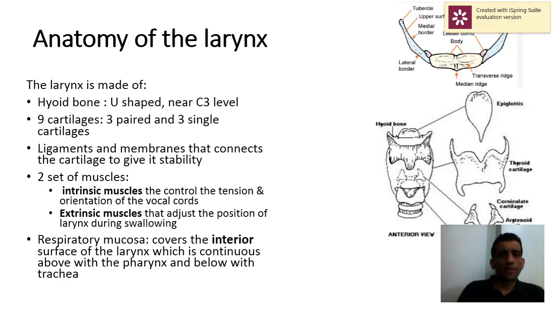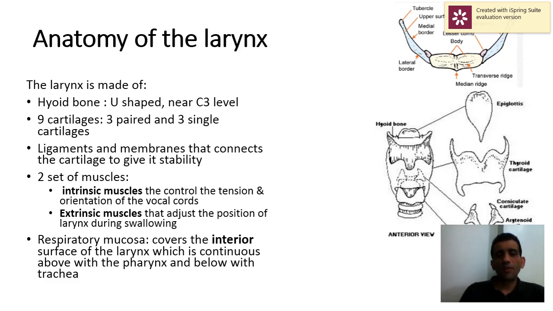Anatomy of the larynx. The larynx is made of the hyoid bone, which is one of the important bones at the level of the C3 cervical vertebra, 9 cartilages, 3 paired and 3 single cartilages, ligaments, membranes, and 2 sets of muscle, the intrinsic muscle and the extrinsic muscle. The intrinsic muscle is responsible for controlling the tension and orientation of the vocal cord. The extrinsic muscle is responsible for adjusting the position of the larynx during swallowing.